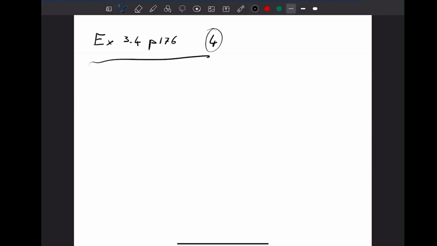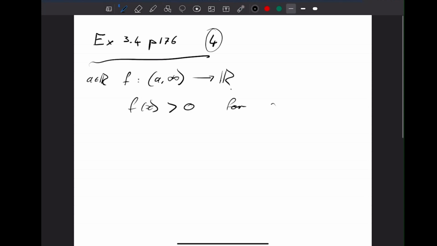Let's take a look at exercise 3.4, number 4 on page 176. What this question says is we have some function on an interval from a to infinity, so that f of x is greater than 0 for all x in the domain of the function.